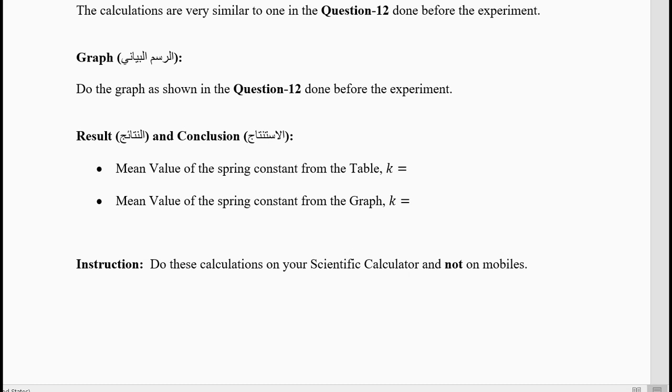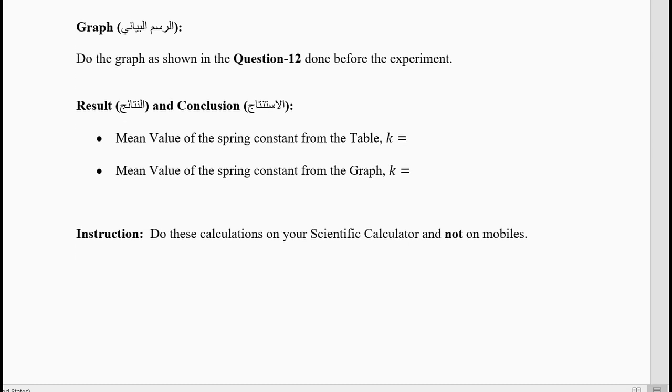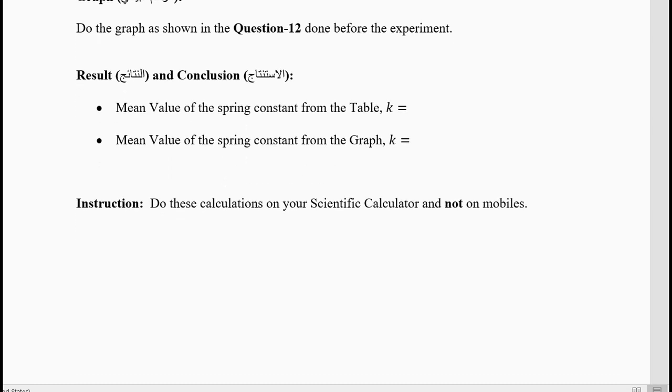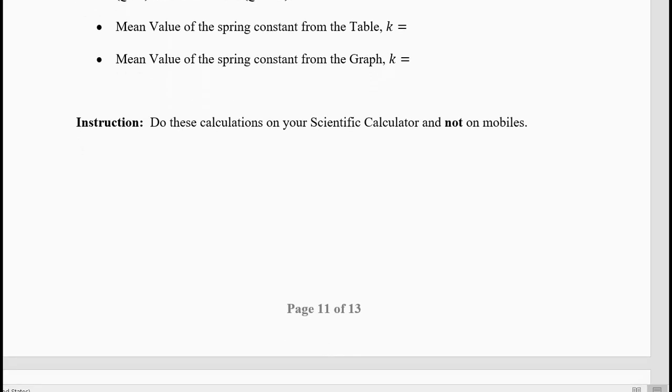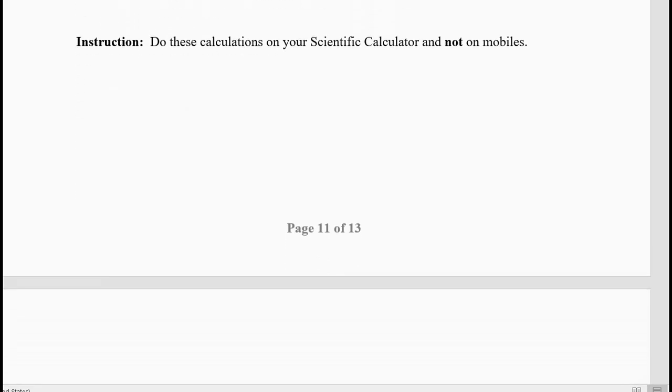Mean value of the spring constant from the table. There are two values, one from the table and one from the graph which you draw with your pen and pencil. Do not use any machine graphs. They are not allowed in the report. Yes, do all these calculations on a scientific calculator, or you can use log tables or slide rule or abacus. Do not do it on a mobile, or do not use Excel for these calculations.